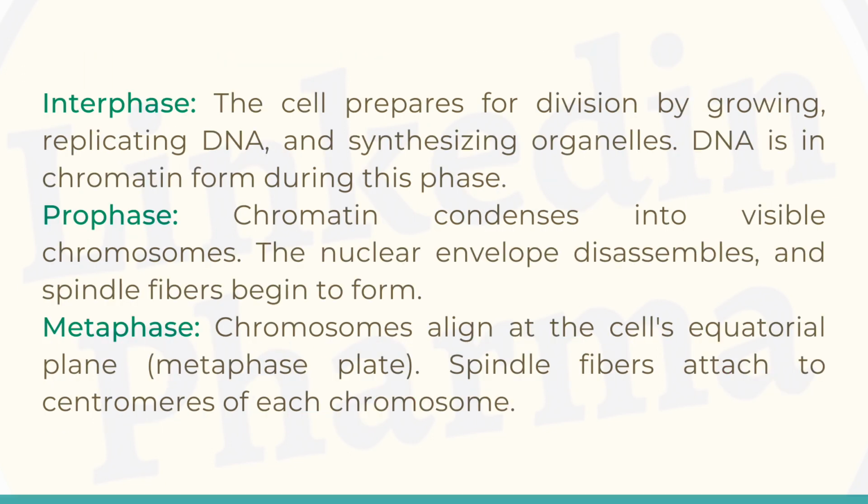Interphase. The cell prepares for division by growing, replicating DNA, and synthesizing organelles. DNA is in chromatin form during this phase. Prophase. Chromatin condenses into visible chromosomes. The nuclear envelope disassembles, and spindle fibers begin to form. Metaphase. Chromosomes align at the cell's equatorial plane, metaphase plate. Spindle fibers attach to centromeres of each chromosome.